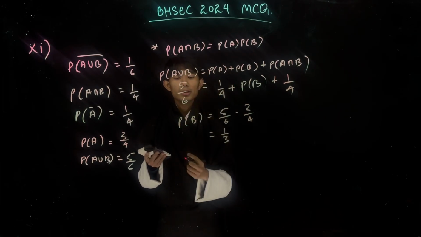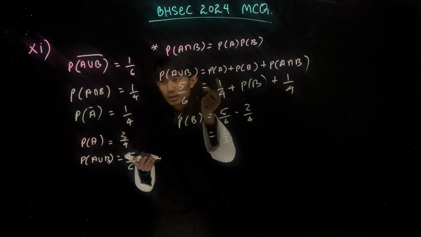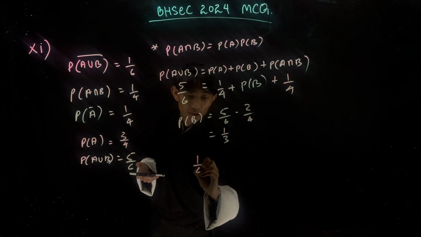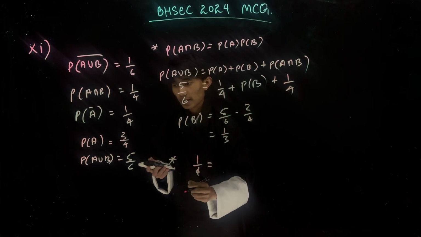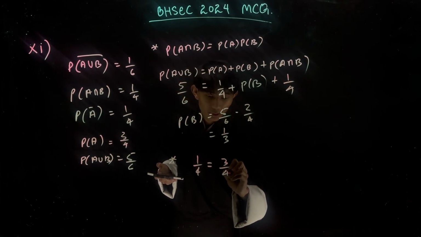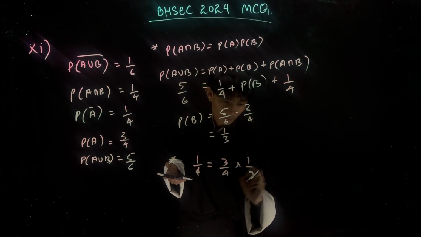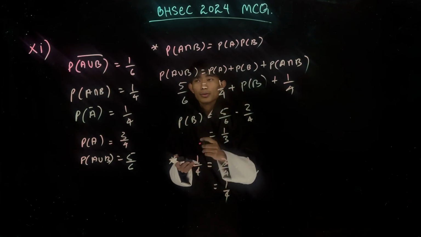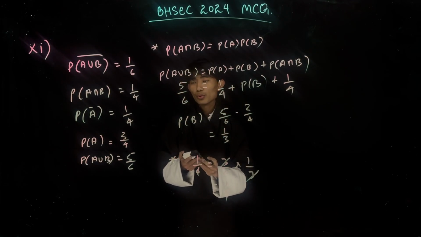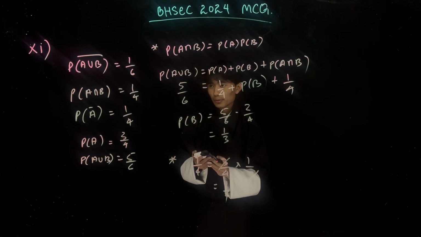So now we check for this condition. We have probability of A intersection B as 1/4, is equal to probability of A, which we have as 3/4, times 1/3. So we just cancel that out. So 1/4 is equal to 1/4. So this condition holds true for this set of given events.